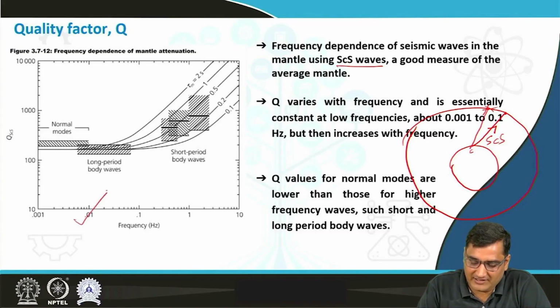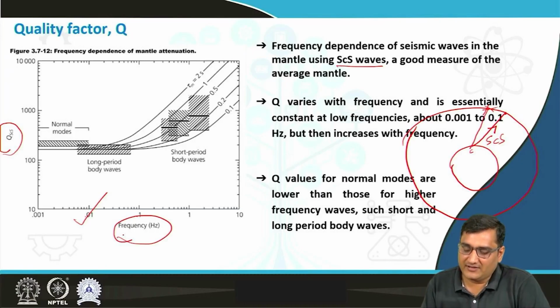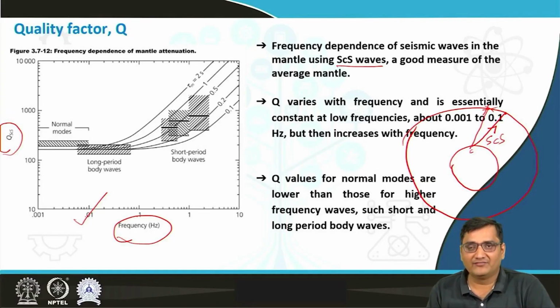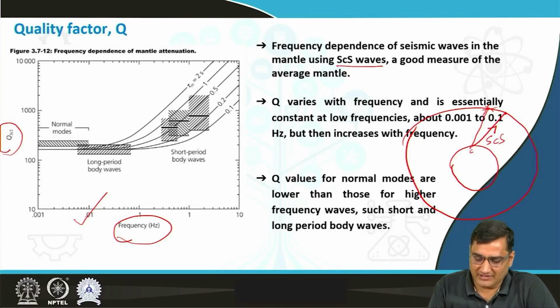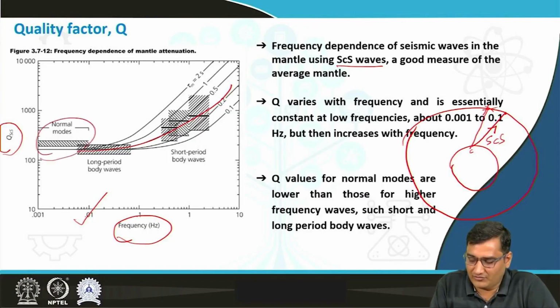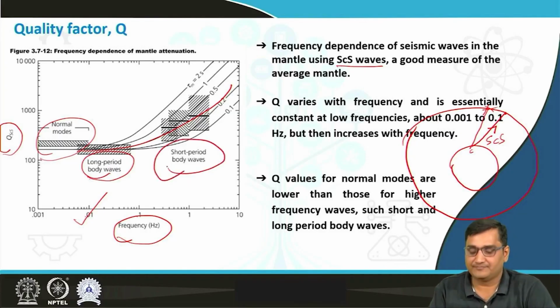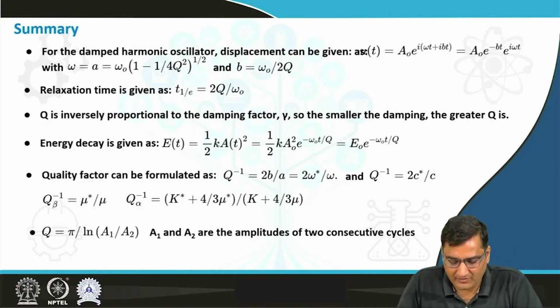So this shows the quality factor of ScS with respect to frequency, to understand the frequency dependence of the mantle attenuation. Q varies with frequency and is basically constant at very low frequencies, from about 0.0001 to 0.1, and then it increases with frequency like this. Q values for the normal modes are lower than those for the higher frequency waves, such as the long period body waves and the short period body waves. And this is the summary of today's lecture.